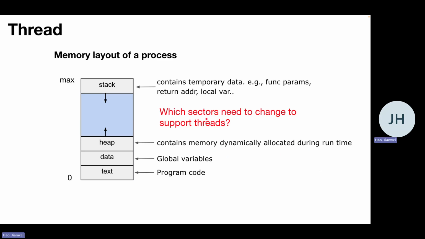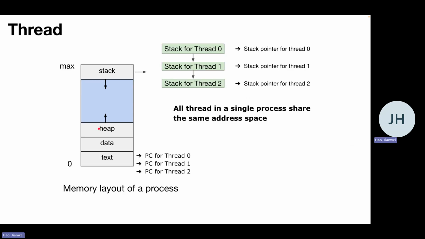So this chart shows the memory layout of the process. We discussed this before many times. The stack contains some temporary data, and the heap is memory that is dynamically allocated. The data is global variables. Text is for the program code. So which sections need to change to support threads? Several parts.